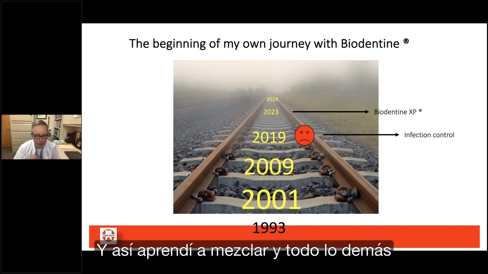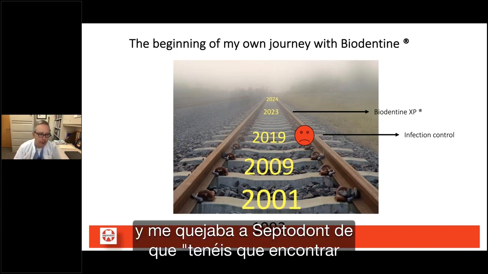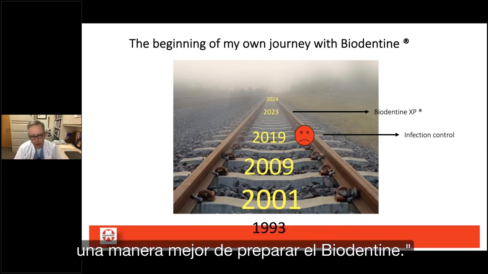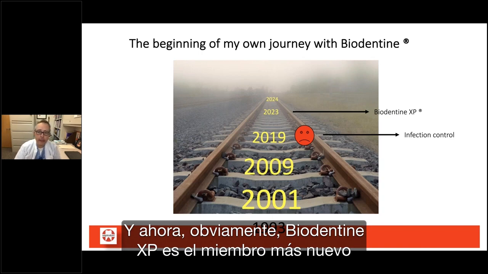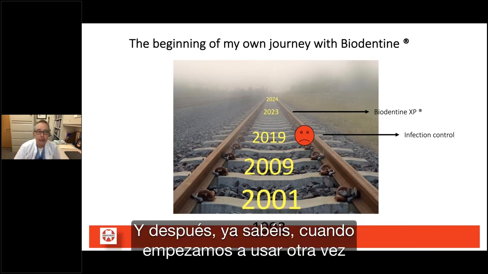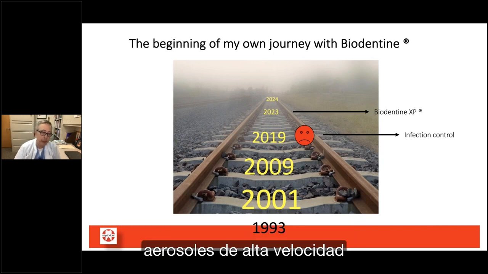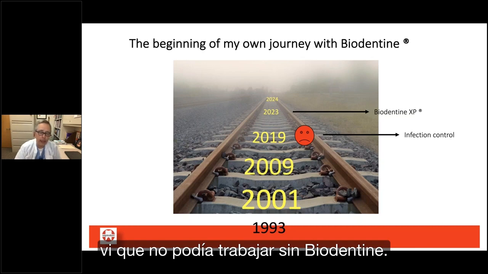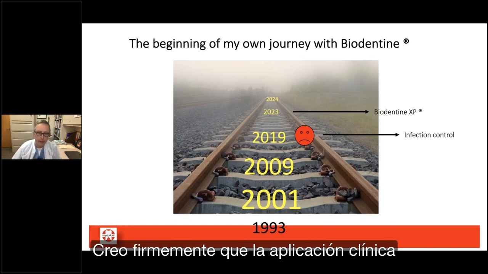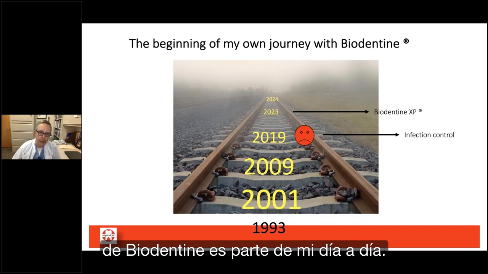I learned how to mix and everything else, and I complained to Septodont that you need to find a better way to prepare Biodentine. I will share that in a minute. Obviously Biodentine XP is the newest member of the family. Even after we started to use high speed again and create aerosols again, like we did before the pandemic, I cannot really work without Biodentine. I strongly believe that the clinical application of Biodentine is part of my daily life.